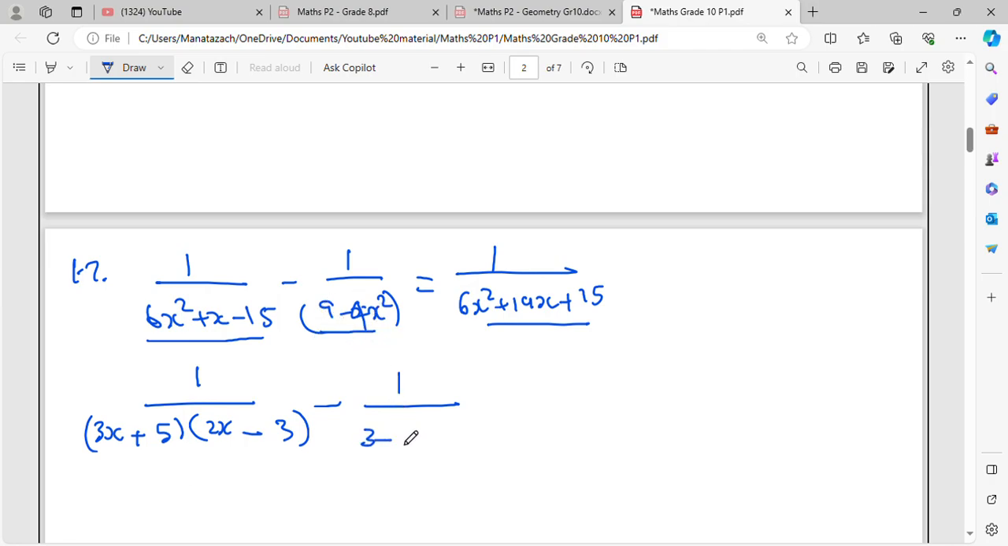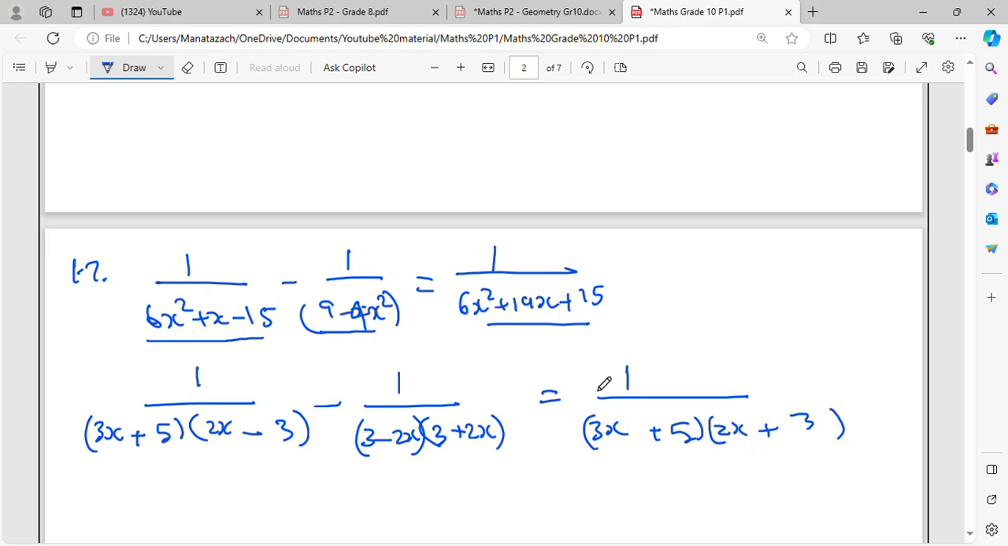We can factorize it as 3 minus 2x, 3 plus 2x. So it's equal to the right hand side, which is 6x squared. The factors for 6x squared is going to be 3x and 2x, right? So the factors for 15 is going to be 5 and 3. So everything will be positive. So you can check if this will still take you back to the middle term and give you 19x. But basically this is how you factorize.